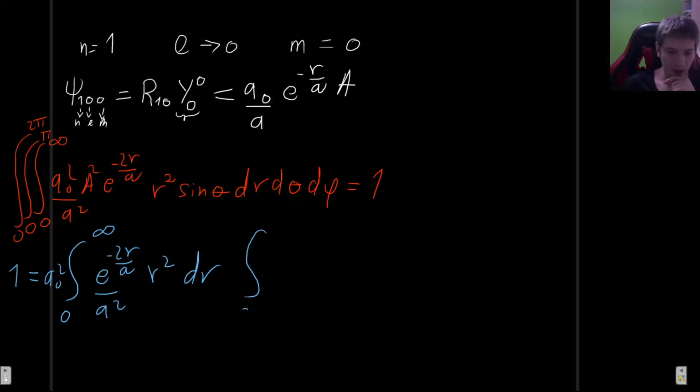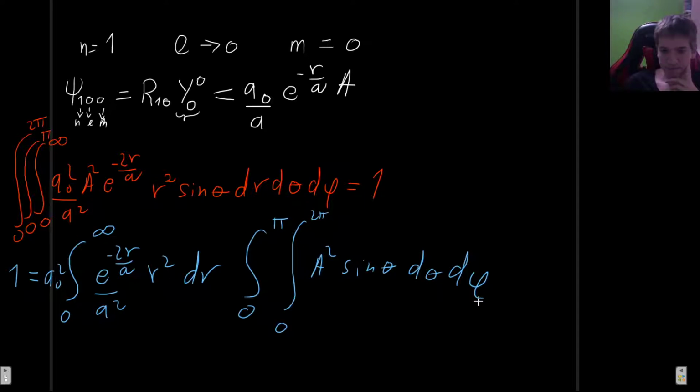And then we have the integral from 0 to pi, and I reversed the order here, but it doesn't matter because there is no cross dependence, 0 to 2 pi. And then we have big A squared sine theta d theta d phi. And this is multiplying.